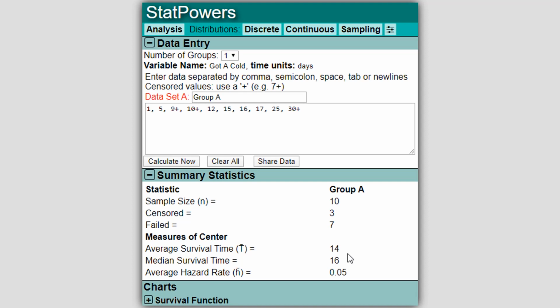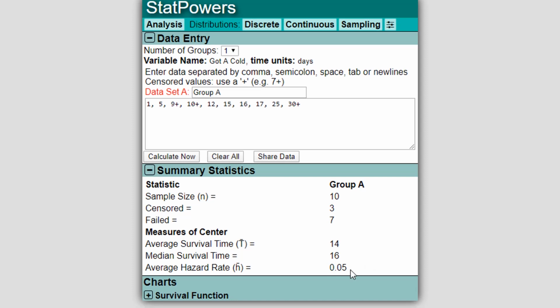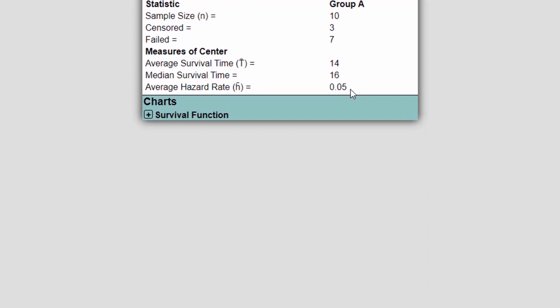This is kind of standard notation. So we have the average survival time, the median survival time, so that would be like the 50th percentile, and then the average hazard rate, which is calculated as the number of failures over the total amount of time. So this is an average rate of the number of failures per day. That's per participant day. So basically every individual in the study had like a 5% chance of getting a cold each day.